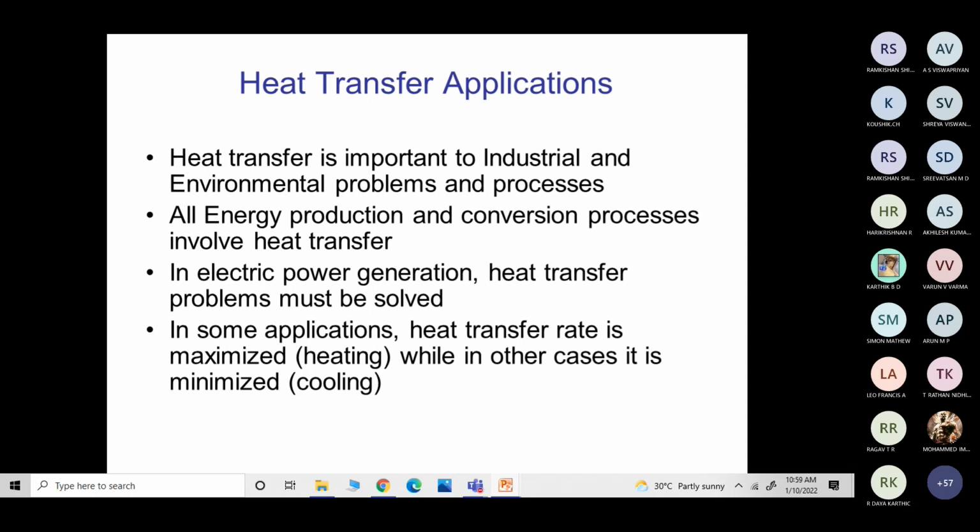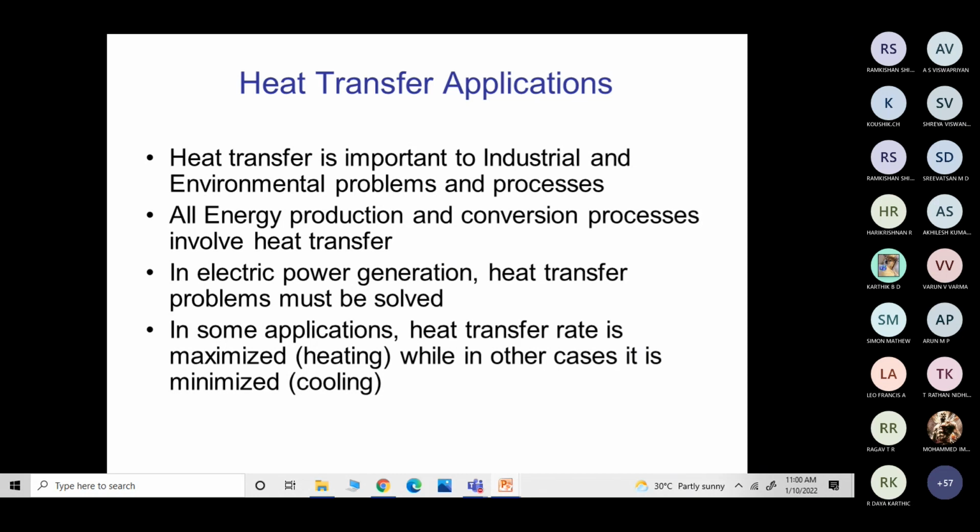So in electric power generation, heat transfer problems must be solved. Similarly, as I mentioned earlier, for refrigerators, air conditioners, and the food industry, especially nowadays, the use of OTGs involves the scientific concept of heat transfer. Without the heat transfer concept, you cannot achieve a great taste in your food, whatever food items you prepare using the OTG or the oven.